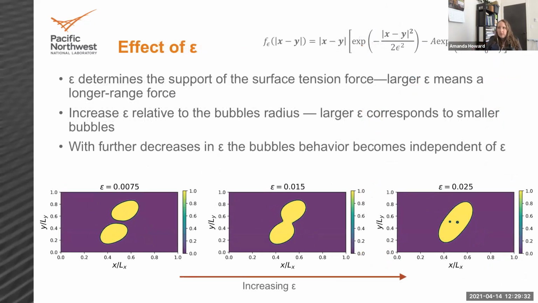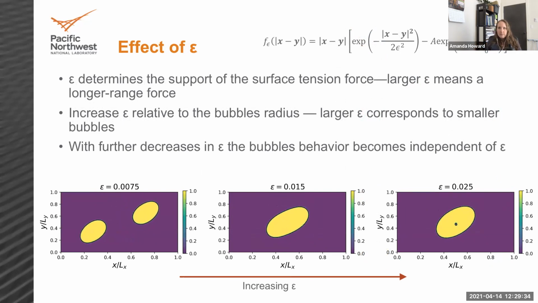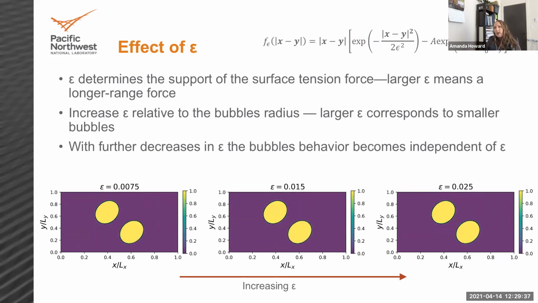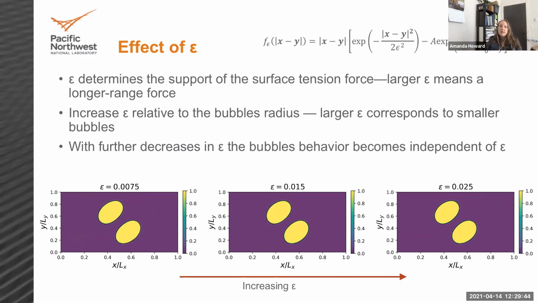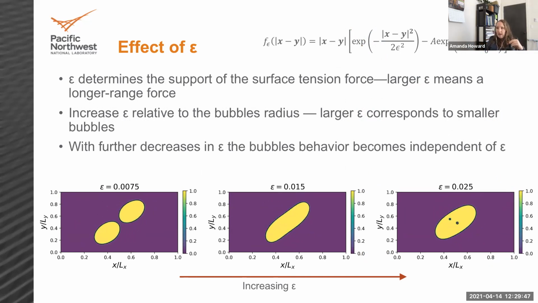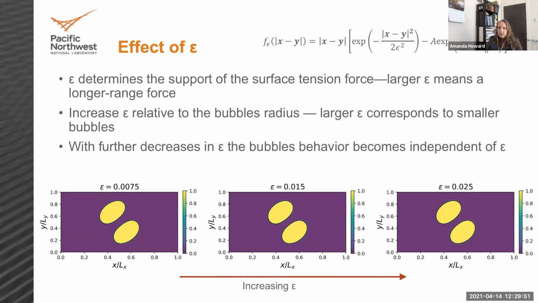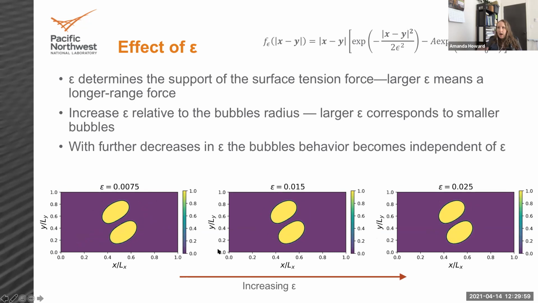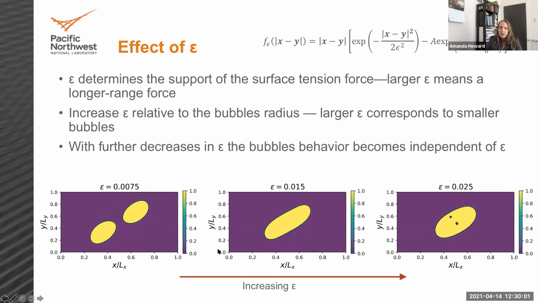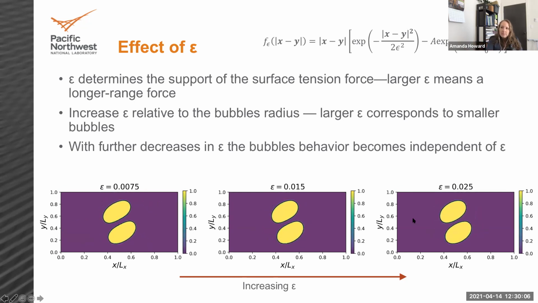Epsilon determines the support of the surface tension force. So larger epsilon means we have a longer range force. And another way to think about that is a larger epsilon corresponds to smaller bubbles. So at this extreme scale of really large epsilon, we're seeing nano bubbles, and small epsilon is macro bubbles. So if we decrease epsilon to the limit of epsilon goes to 0, the bubble behavior is going to become independent of epsilon. And then as we increase epsilon, we're looking at smaller bubbles, and that's where we do see the merging. So we can switch between this sliding and merging behavior by increasing epsilon.